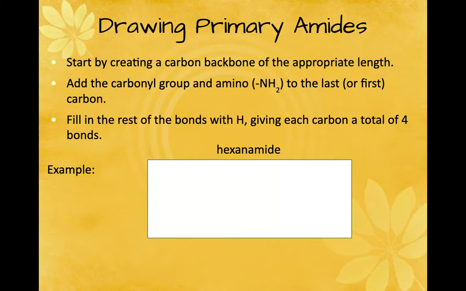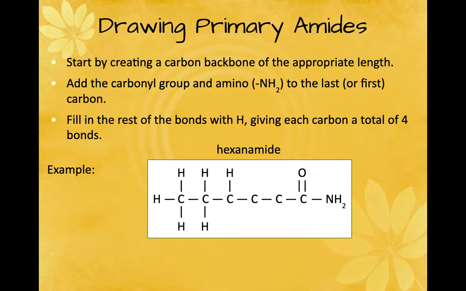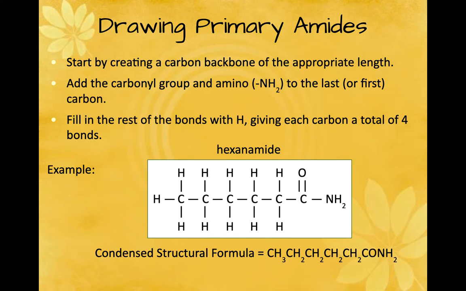So if we look at an example hexanamide, that hex tells us that there are 6 carbons. On that last carbon, we're going to add the double bonded oxygen and the amino group, the NH2. And then we're going to fill in everything else with hydrogens. So there we have the structure for hexanamide. You can also give a condensed structural formula, the CH3, and then the 4 CH2s, and then you write the amide group at the end as CONH2. Finally, the molecular formula for this compound would be C6H13NO.